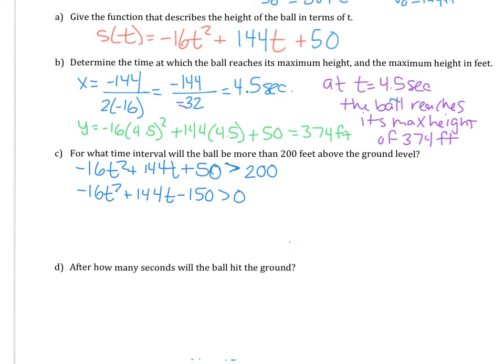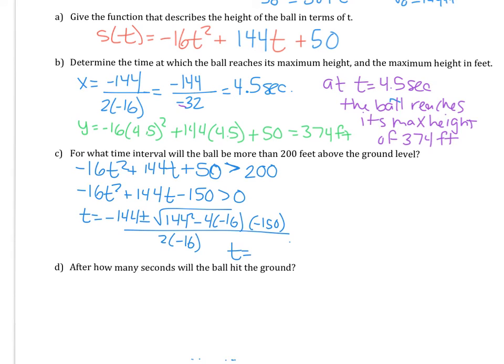I don't know how to factor this off the top of my head, so I'm just going to do the quadratic formula. Opposite of b plus or minus the square root of b squared minus 4 times a times c all over 2 times a. So on this one I'm going to calculate that and get that the times are 1.2 and 7.8 seconds.